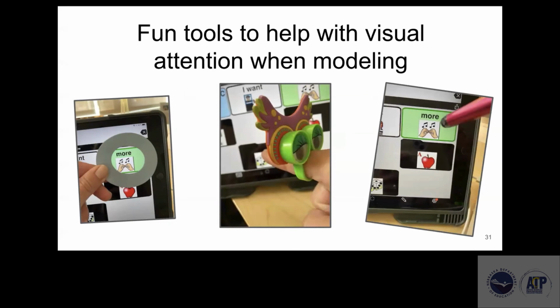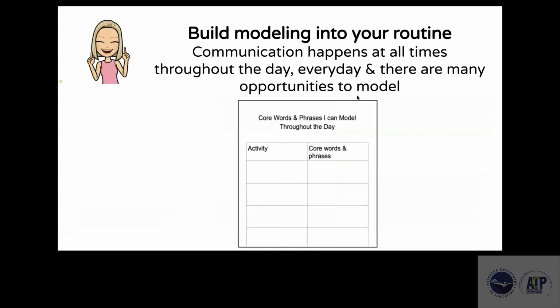Other students, you're going to want to make sure you have a low-tech backup of their core pages, because then you can model on those. Or if you're fortunate enough to have a second device to model on, you can do that. But we always want to honor and respect that that is the student's voice, and we want to ask them first. And then build modeling into your routine.